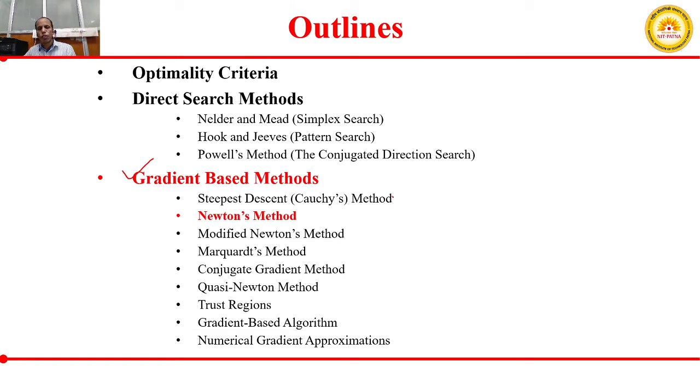So we have covered till now all the direct search methods, and now we are continuing with gradient based methods. In the previous class we took the steepest descent method, that is Cauchy method, and now in today's class we will take Newton's method, which is a gradient based method. We will be discussing it in short detail.